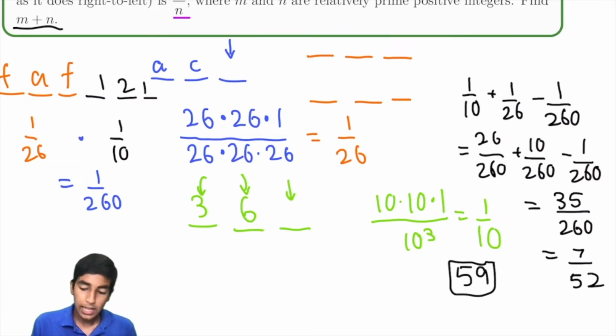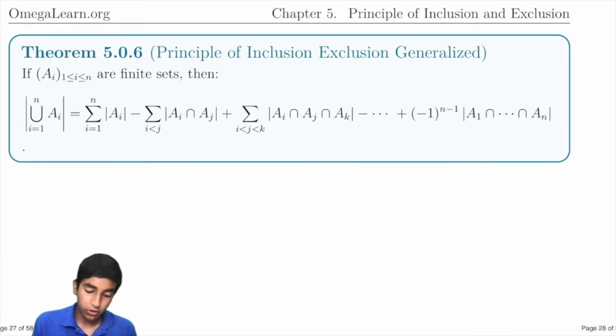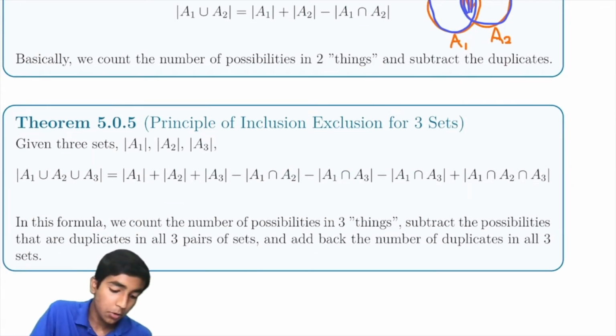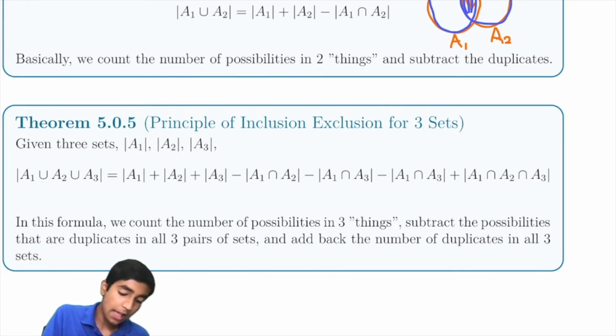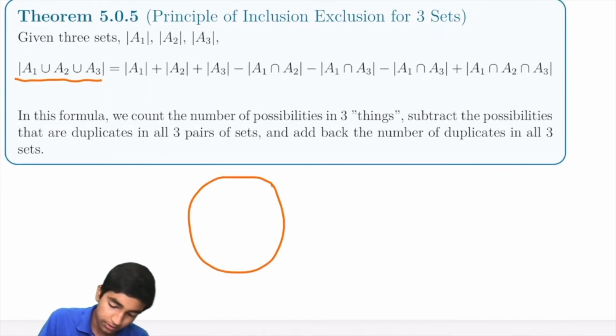Now, like I mentioned earlier, PIE is not always going to be just 2 sets. It can get more complicated. So for example, there's the principle of inclusion and exclusion for 3 sets, which basically means that to find the probability that 3 are true, let me draw another Venn diagram so it's easier to understand. We look at these 3 sets.